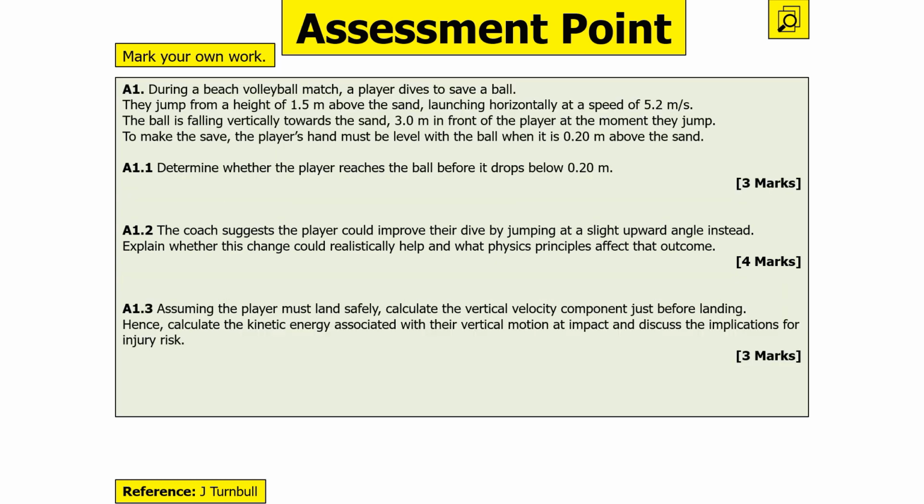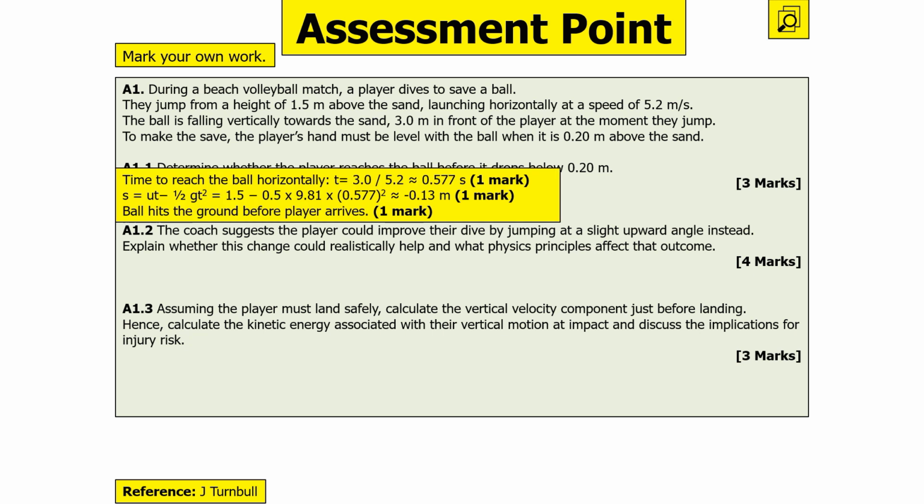In this first one, the time to reach the ball horizontally is going to be equal to 3, the distance, over the speed, 5.2, which is 0.577 seconds. Now our displacement is going to be ut minus a half gt squared, because it's coming upwards, so therefore it's going to be negative acceleration due to gravity. So we work it through to be minus 0.13 meters. So this tells us that the ball will hit the ground before the player arrives.